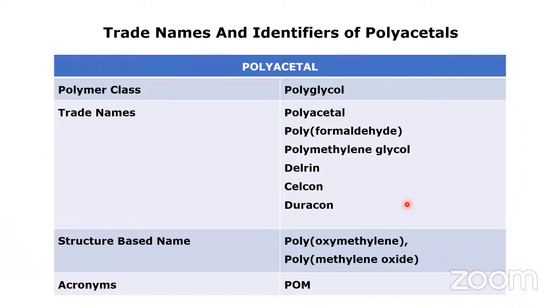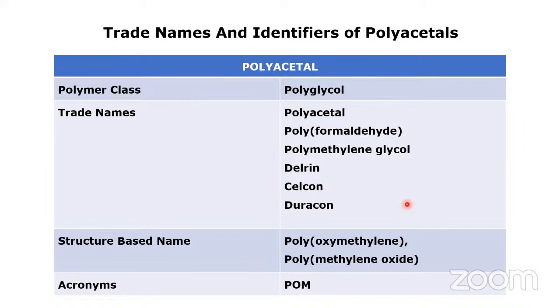Generally, what I have heard is Delrin and Celcon, or the polyacetal. Delrin is, I think, a copolymer and the polyacetal is the homopolymer, if I'm right. Yes, polyacetal is homopolymer. If you consider only the polyacetal part, it is obviously homopolymer.